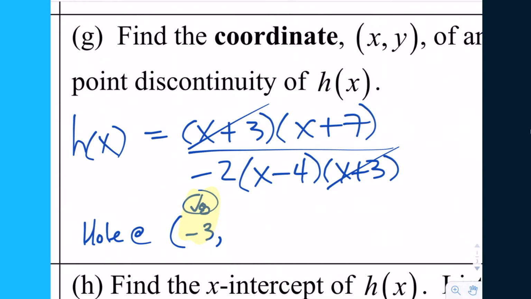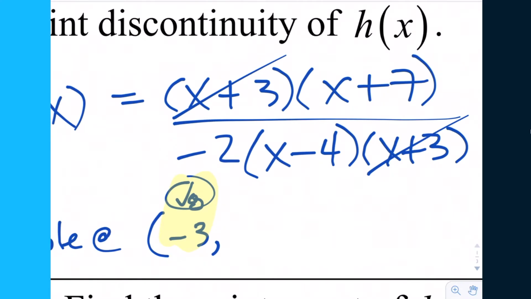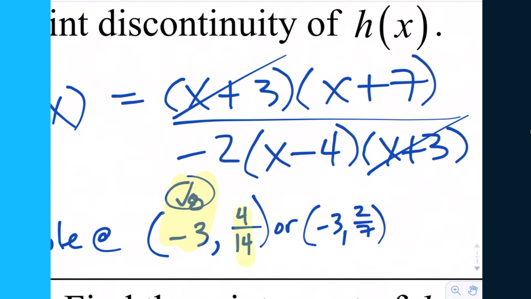But how do we find the y value of the hole? Plug it back into what remains, all right? So if you plug in a -3, you get 7 minus 3, which is 4, over -3 minus 4 is -7, times -2 is 14. So you could leave it like that. Or -3, comma, that simplifies to 2/7. So then either one of these could be the 9th check. But it has to be written as an ordered pair.